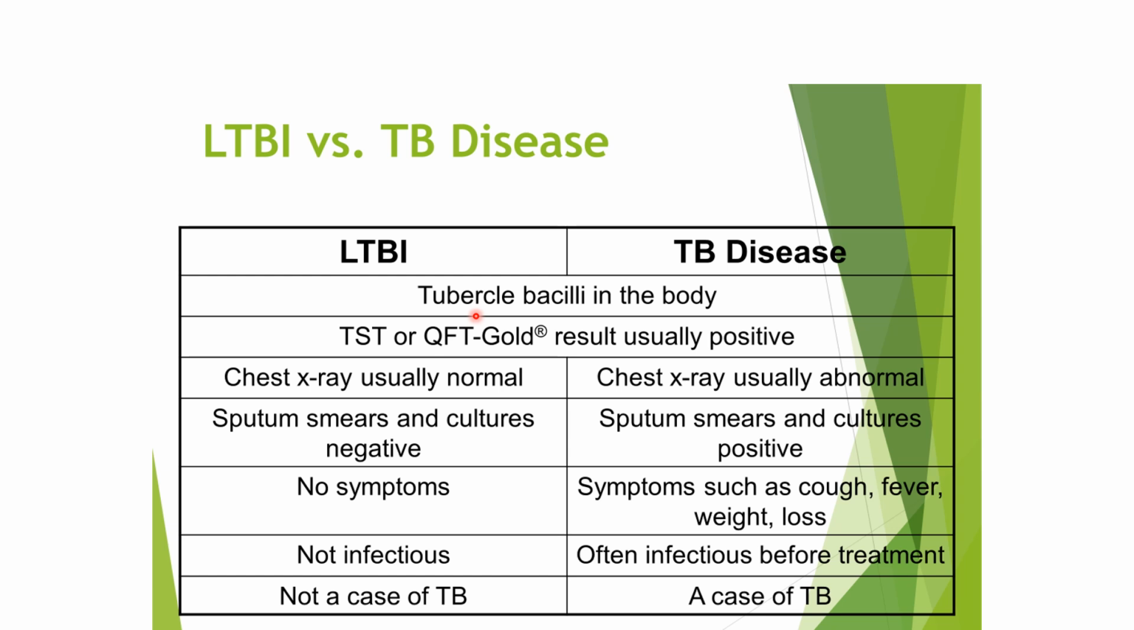both of them have tuberculosis bacilli in the body, and both TST and the quantification test, that is the IGRA, are usually positive. On a chest X-ray, in latent TB, it is usually normal. In TB disease, it's usually abnormal. When you do smears and cultures, in latent TB, they're usually negative because the disease is contained. However, in TB disease they are surely positive.